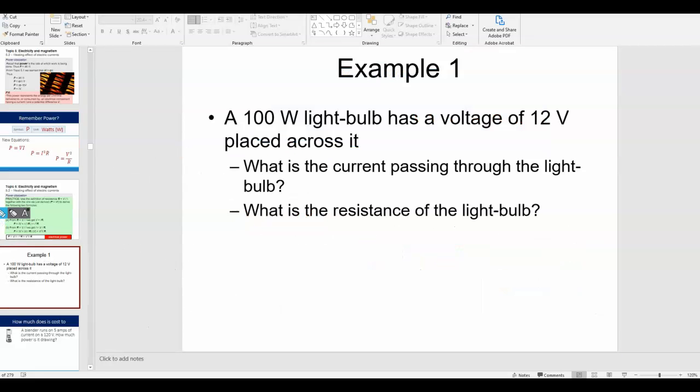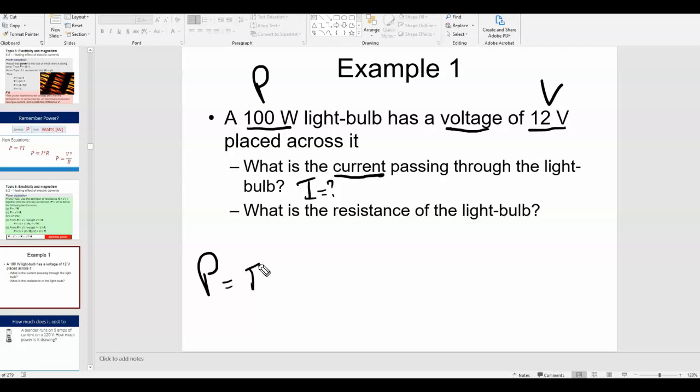Okay, so example 1 says a 100 watt light bulb has a voltage of 12 volts placed across it. So 100 watt light bulb, that is the power used by the light bulb. That light bulb is using 100 joules per second. And so given a potential difference of 12 volts, we can find the current passing through the light bulb, which is I, just using our PIV equation.